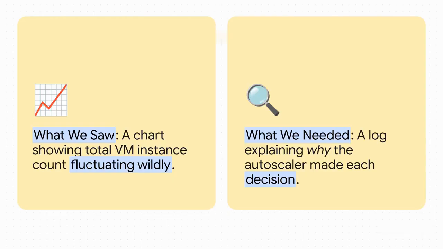And this right here, this is the core of the blind spot. On the left, that's what they had, a simple chart showing the what, the instance count going completely haywire. But what they really needed is there on the right, a simple log entry explaining the why. The autoscaler was basically a black box, making these huge decisions without ever explaining its logic.